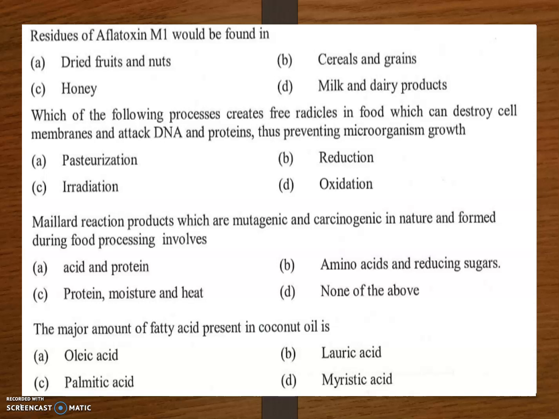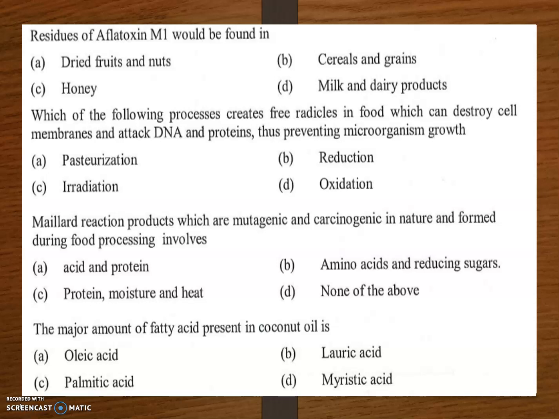Maillard's reaction products, which are mutagenic and carcinogenic in nature, are formed during food processing. It involves which of the following? The answer is option B, amino acids and reducing sugars.